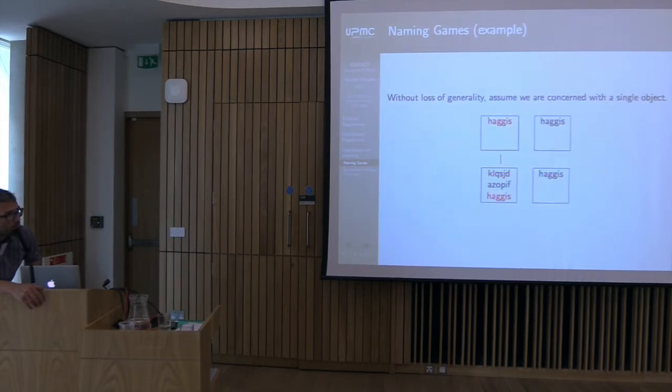Maybe it's interesting to note that even at this point, there's no guarantee that we will converge to Haggis. It could be a sequence where Azopif gets selected. Of course, it's unlikely at this point, but it could be the case.